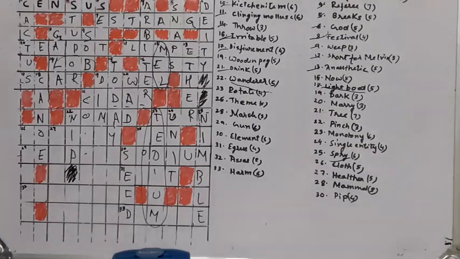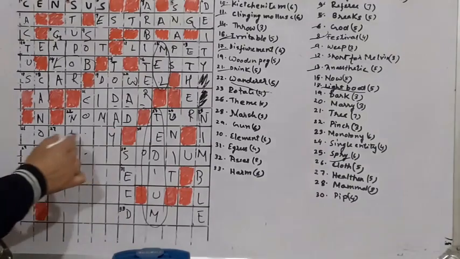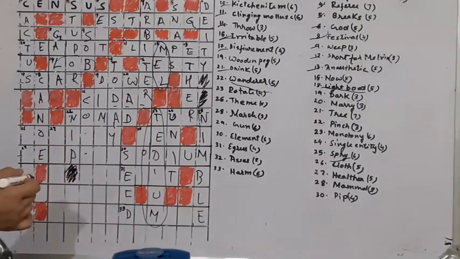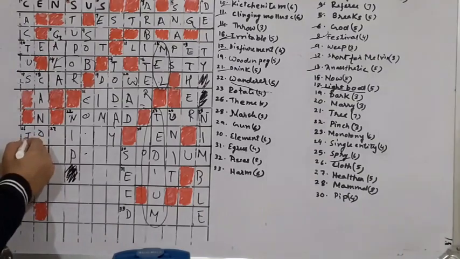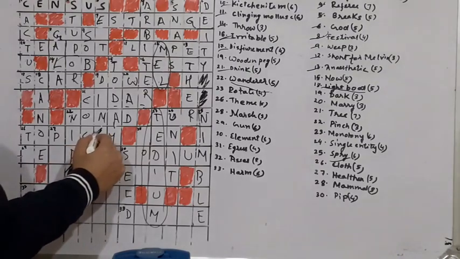Then I'm going for the next. Here 27. It begins with 26. Let me try one. Theme. 26 across theme. Yes. Will be topic then, right? Fine, topic.